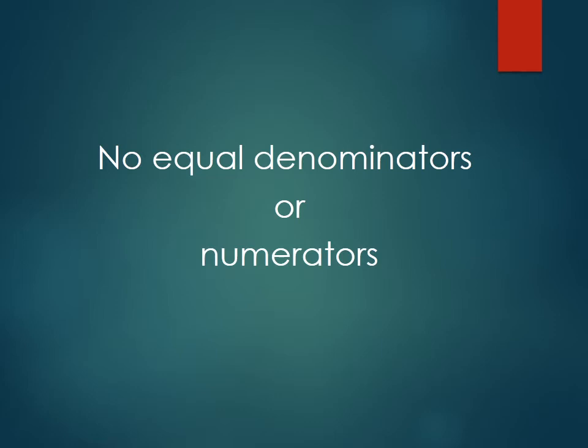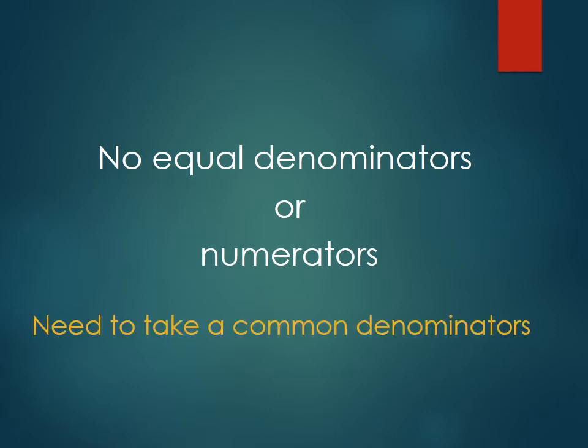The next type is when there are no equal denominators or numerators. That means the denominators are different and the numerators are also different. At that time, to compare them, we need to take a common denominator. Both of the fractions should be written with the common denominator.